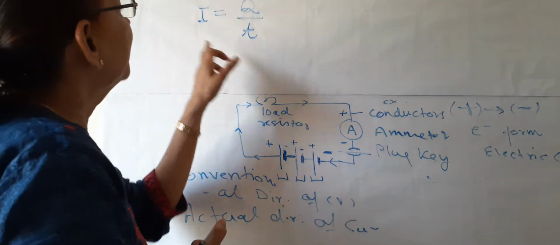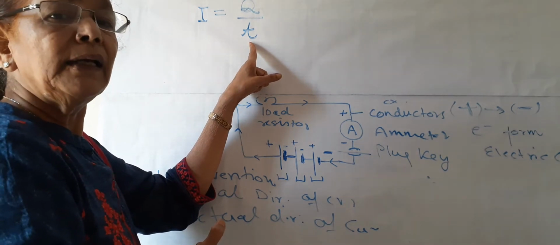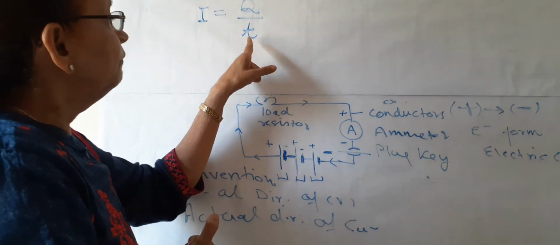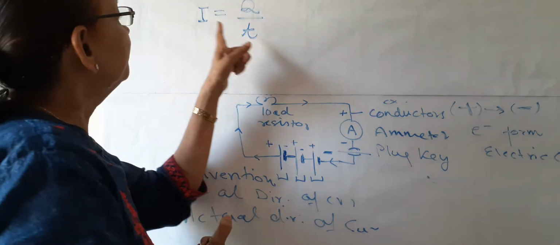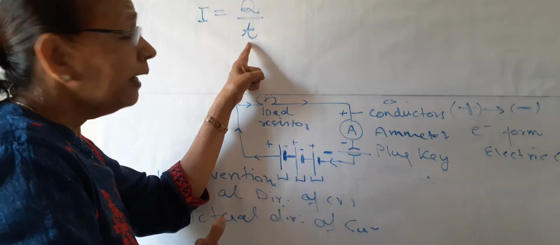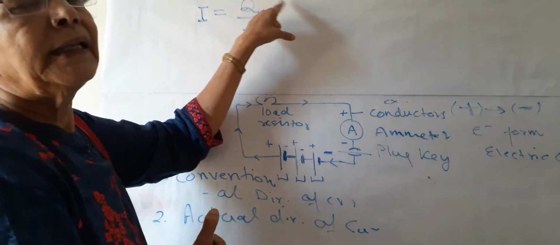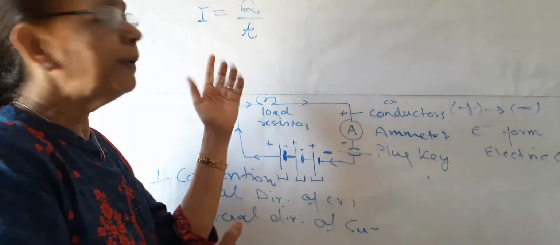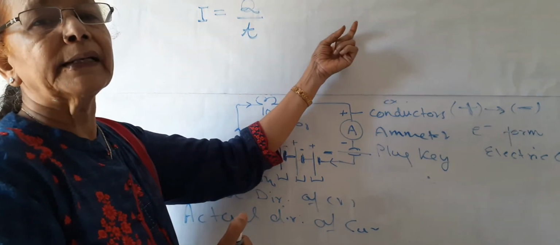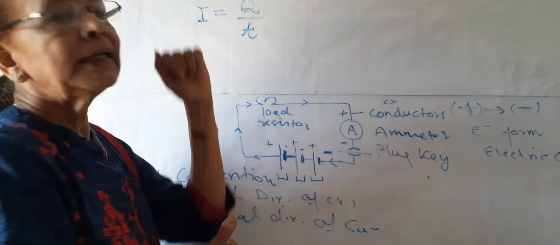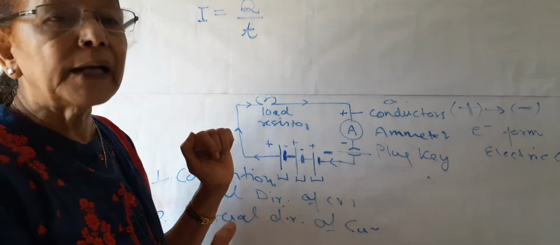So we can define electric current. When we write T in denominator, it is rate. All of you know, we call it rate. So what should be the definition of current? Current is rate of flowing of charge in a conductor. This is simple. Rate of flowing of charge through a conductor is known as electric current. What is this charge? Charge are electrons.